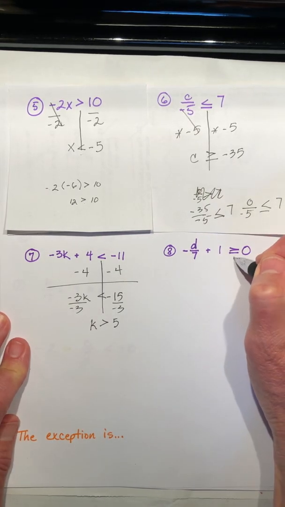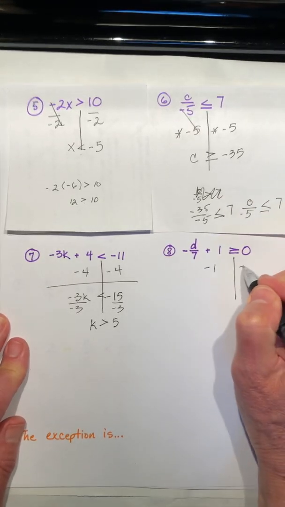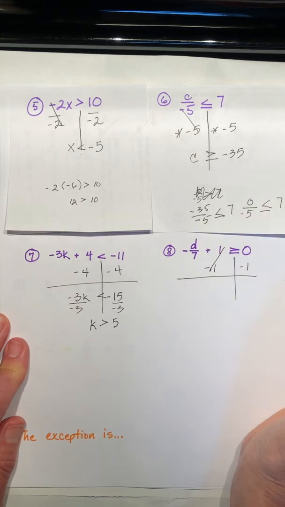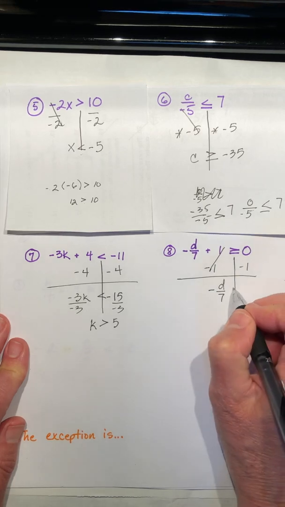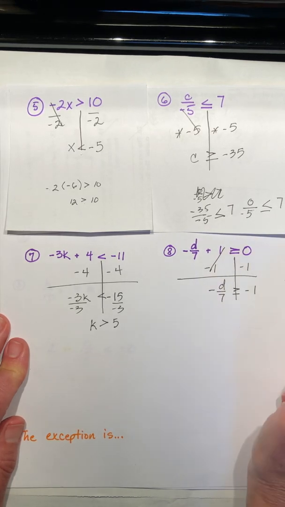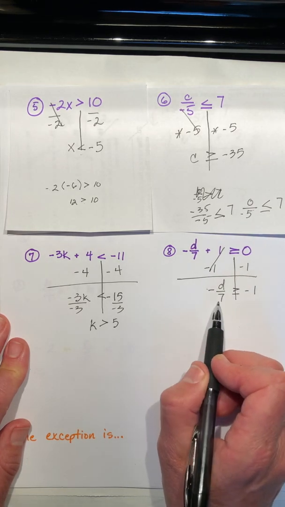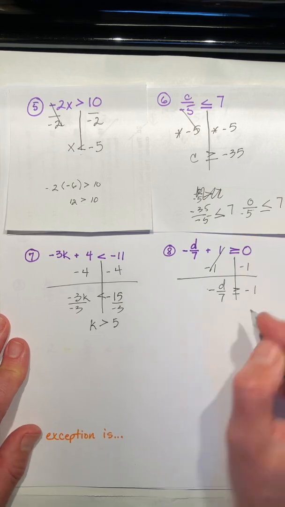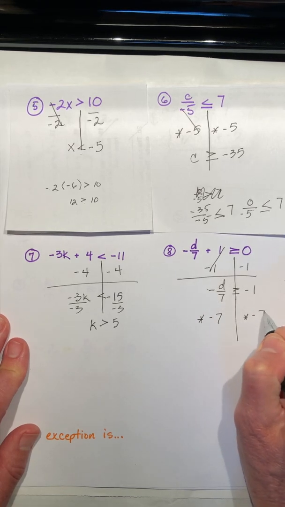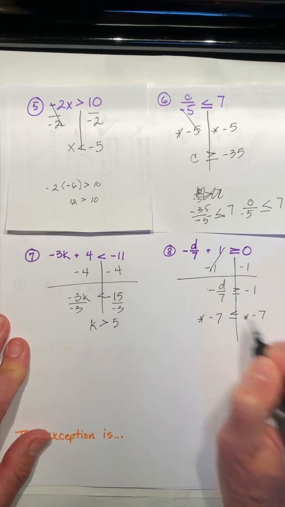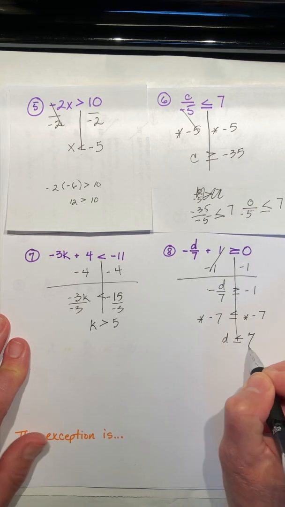Let's look at number 8 now. So I'm going to start by subtracting 1 from both sides. Those cancel. I've got -d over 7 is greater than or equal to -1. Now, I'm going to have to multiply both sides by -7 to get rid of the negative symbol. So since I am multiplying by a negative, I need to change the direction of the symbol, and d is less than or equal to 7.